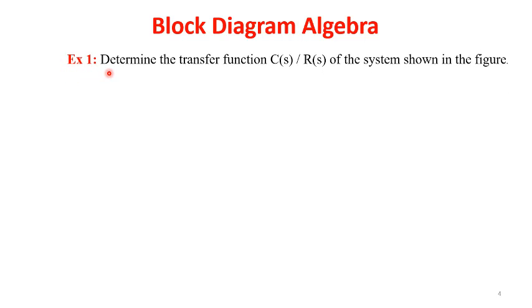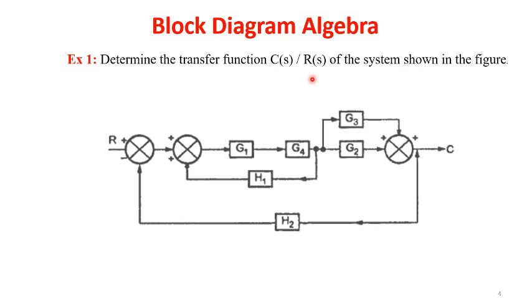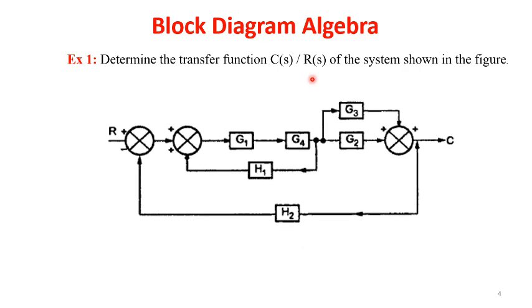Here we have the question as stated. To determine the transfer function C(s) by R(s) of the system shown in the figure. When we observe this figure, what we are supposed to identify is how many forward blocks are there, how many summing points are there, and the takeoff points, before going into the solution of the problem.